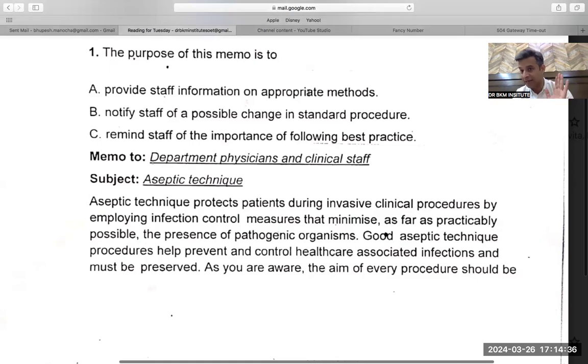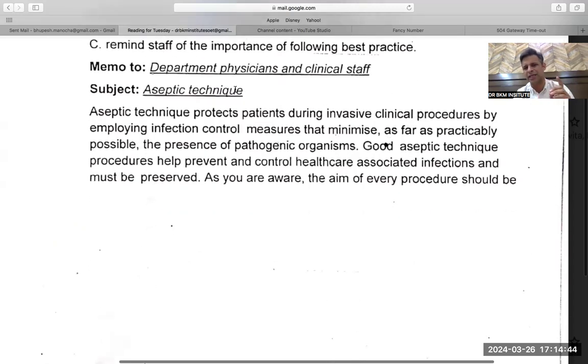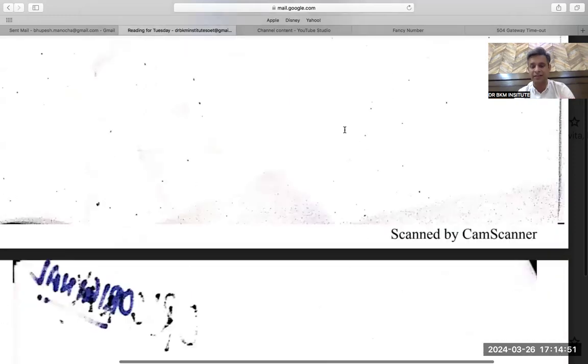The answer can still be A, but as per me, I am eliminating this word "appropriate methods". There are no appropriate methods given. They are just telling the staff to follow the best practice, that is, to prevent the infection. So what I think is the answer should be C.